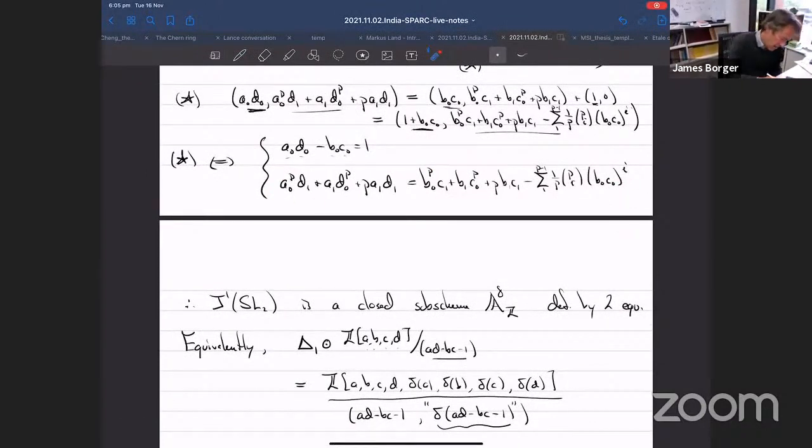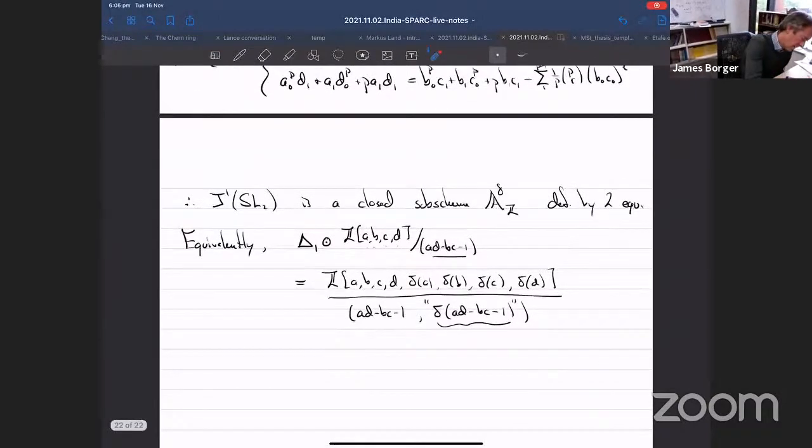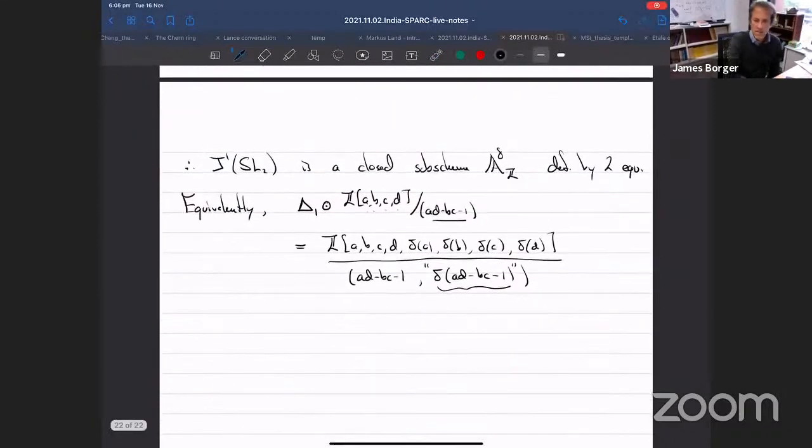So now down here, I'm using different names for the variables. Up here, I had A0, B0, C0, D0, and A1, B1, C1, D1. Down here, I'm just using A, B, C, D, and then delta A, delta B, delta C, delta D. But it's going to be the same computation. Okay, so that's how you determine the arithmetic jet space of something.